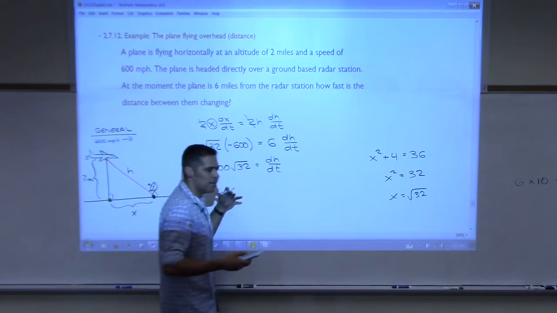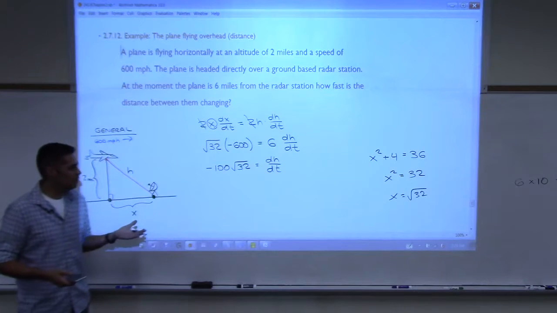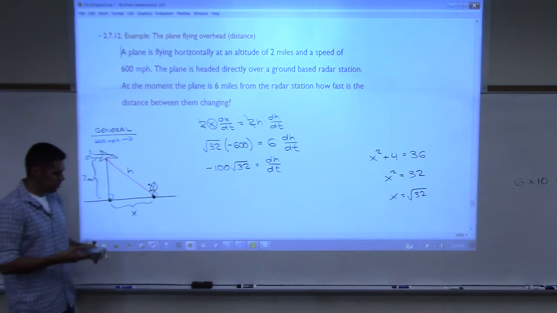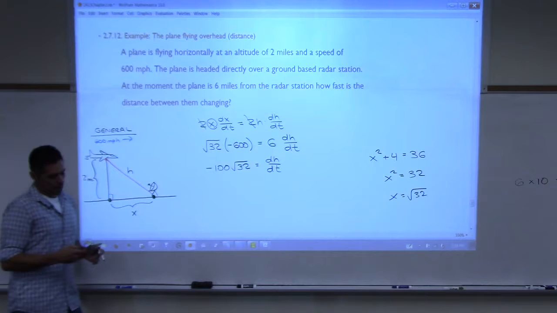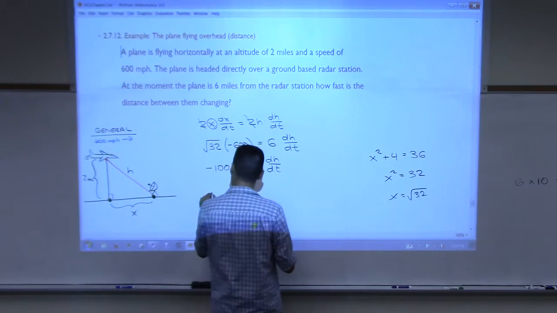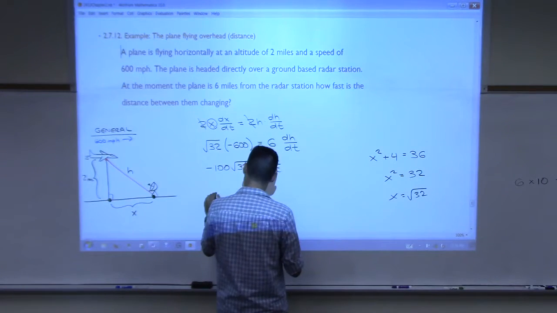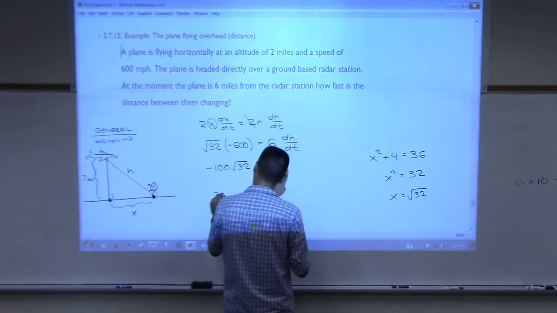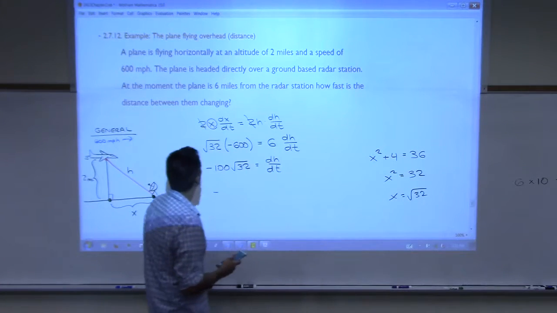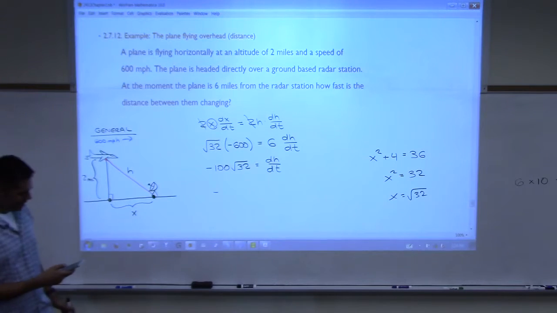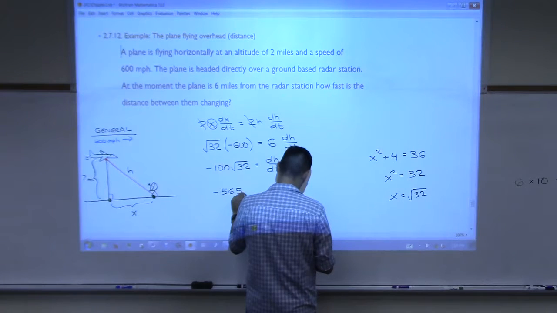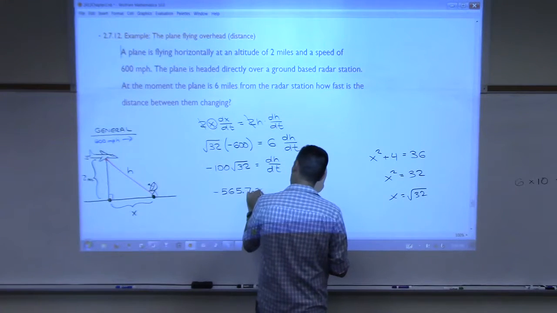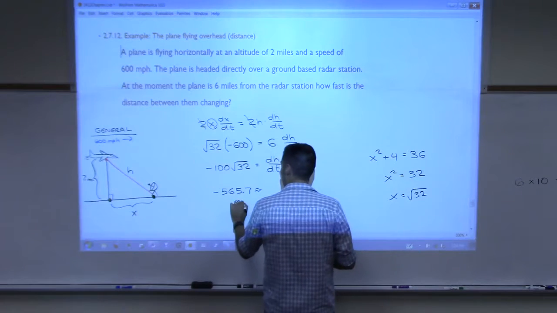Right now, just because this is a plane flying overhead and we want to know how fast that distance is changing, I'm going to go ahead and get that number as a decimal. I get negative 500... Whoa, is that what I got? Yeah, sure. Okay, I was freaking out there for a second. I'll tell you why after I write this down. Approximately, miles per hour.